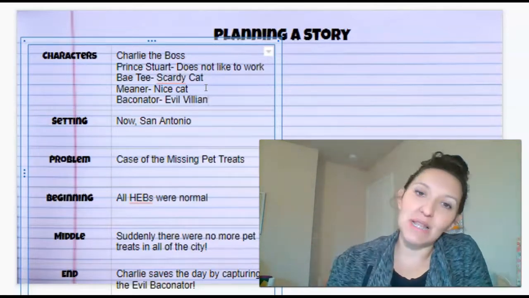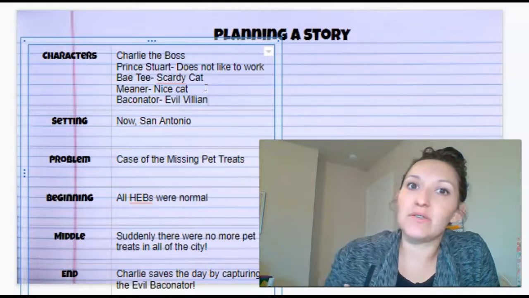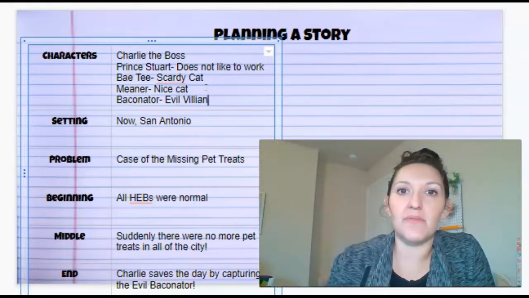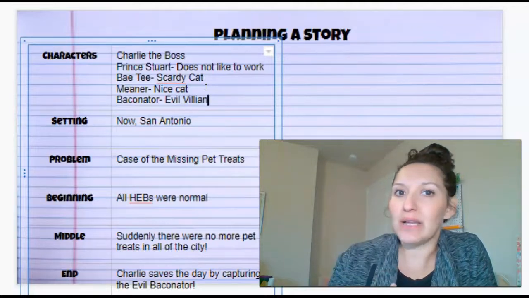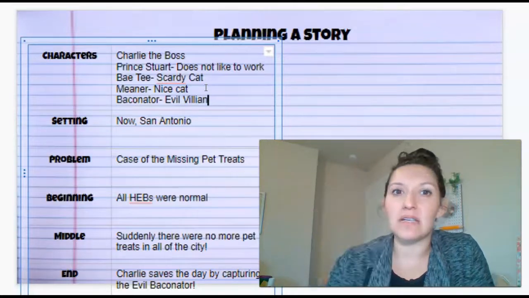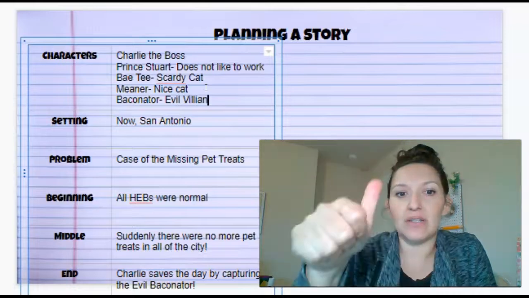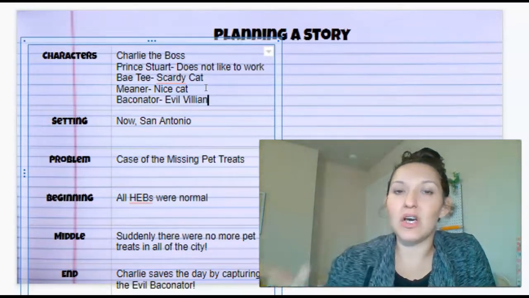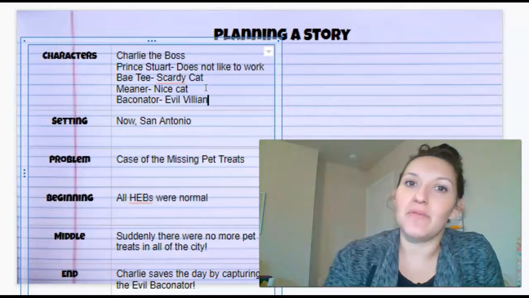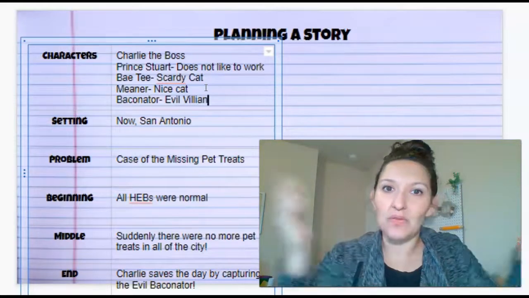Now you have a plan. This is not your story. I still have to go and write the story, right? And then fill in all my information. However, this is my plan, and this gets my mind going and thinking about all those little details. So this week, second grade, your job is to fill out characters, setting, problem, the beginning, the middle, and the end of your story. If you have any questions, ask your teachers. You can ask me also, and hopefully this was helpful.